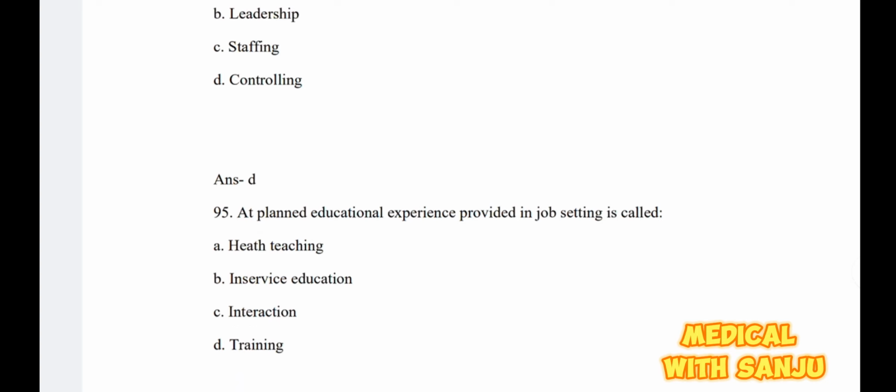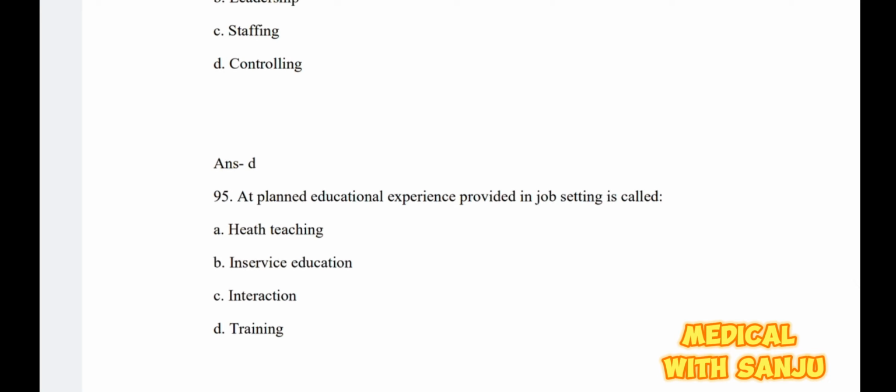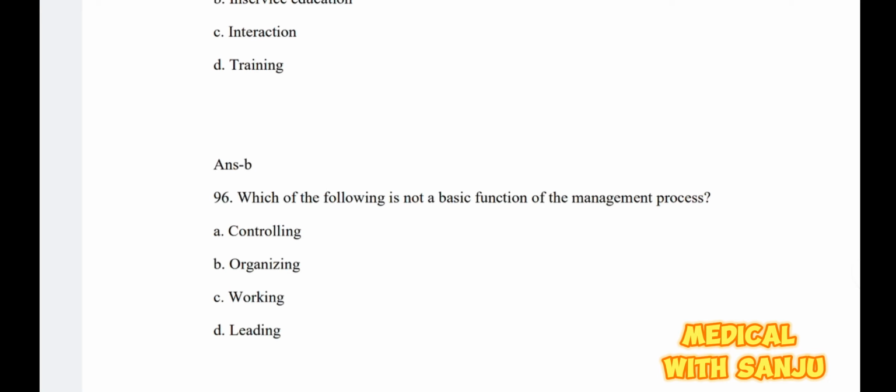Question number 95. A planned educational experience provided in a job setting is called: Option A, health teaching. Option B, in-service education. Option C, interaction. And option D, training. In-service education. Option B.